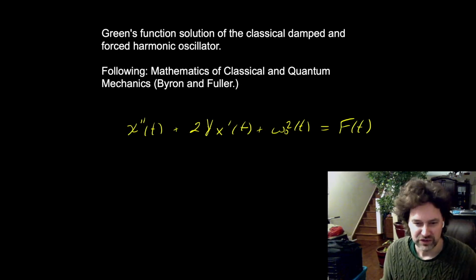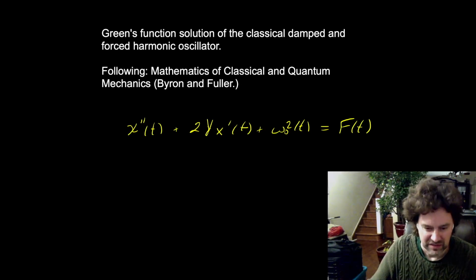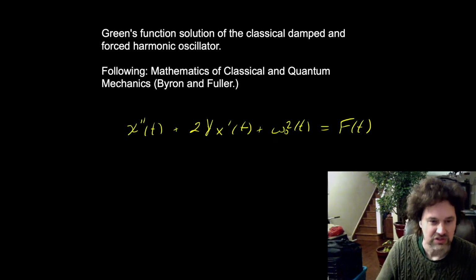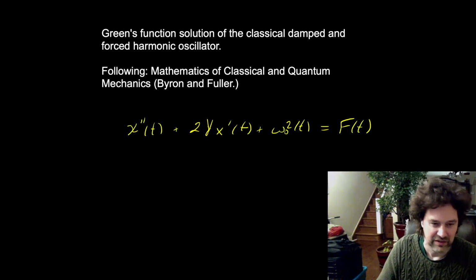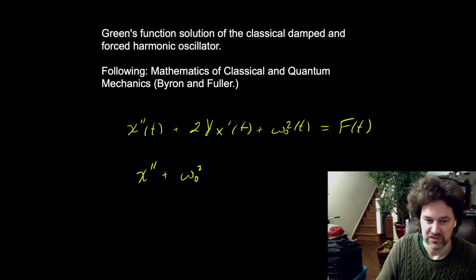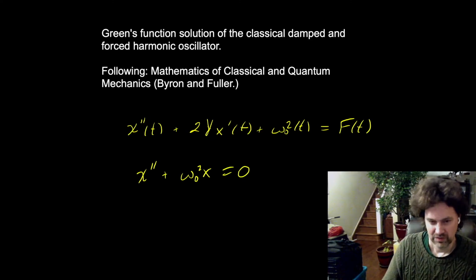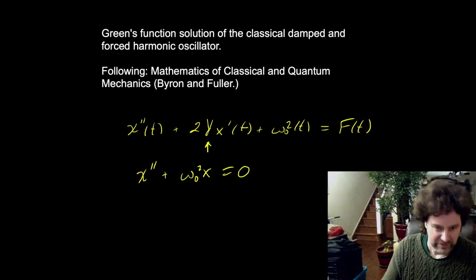In about 4 pages of very dense mathematics, they cover the Green's function solution to the harmonic oscillator problem with a damping term and a forcing function. The classical harmonic oscillator is just x double prime plus omega naught squared x equals 0. That's the unforced homogeneous classical harmonic oscillator problem. So we add some complexity here by adding in a damping term and a forcing function.